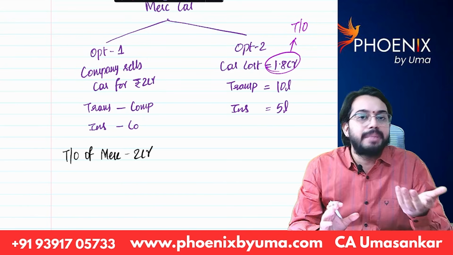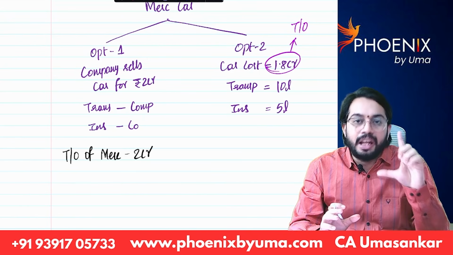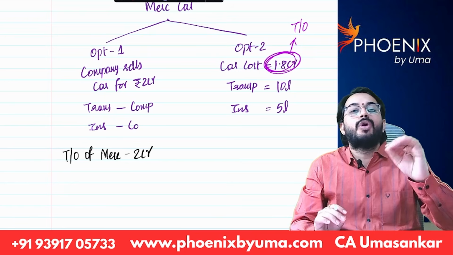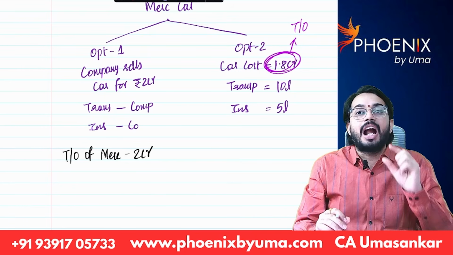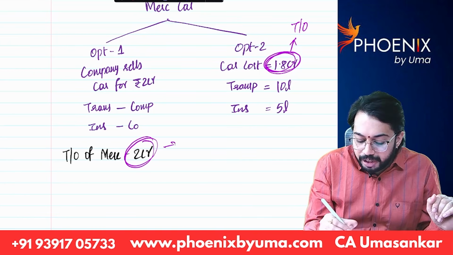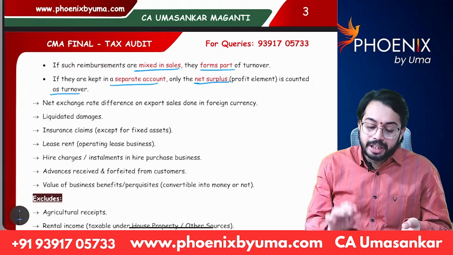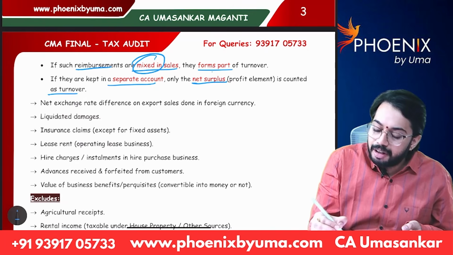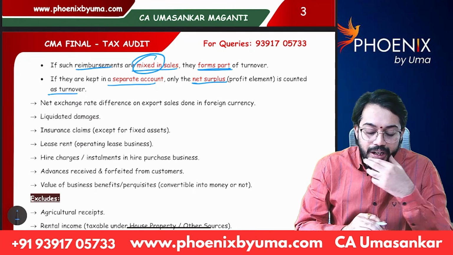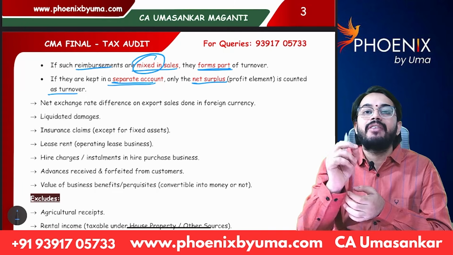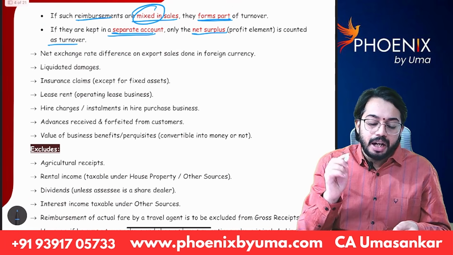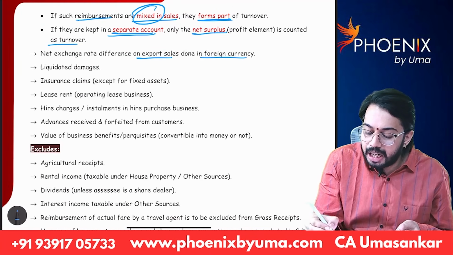So, whatever the reimbursements are there, if reimbursements are clearly shown in the invoice and a separate ledger is maintained by the seller, in that case, only the sale component will be taken as turnover. If for transportation charges and other reimbursements a separate account is not maintained, then the total value will be taken as turnover. Are you able to understand? So simple. Reimbursements mixed in sales, then whatever transportation charges, insurance reimbursements are there, they will also be treated as turnover. However, if a separate account is maintained, only the actual sale value will be taken as turnover. Okay. Next. Net exchange rate difference on export of sales done in foreign currency.